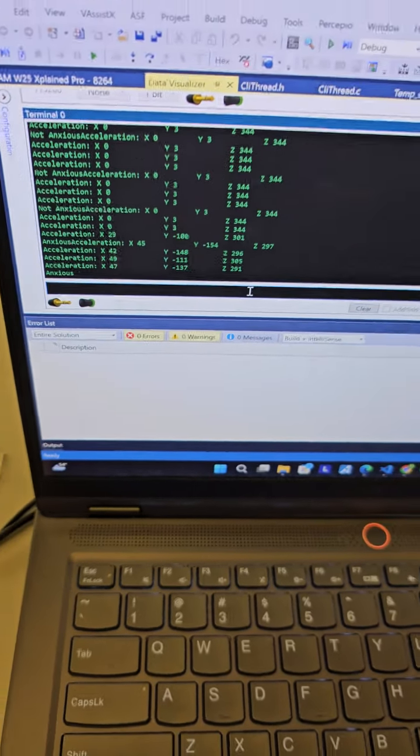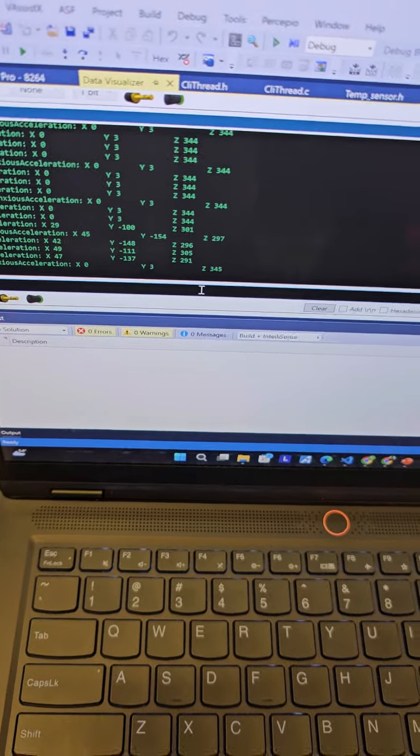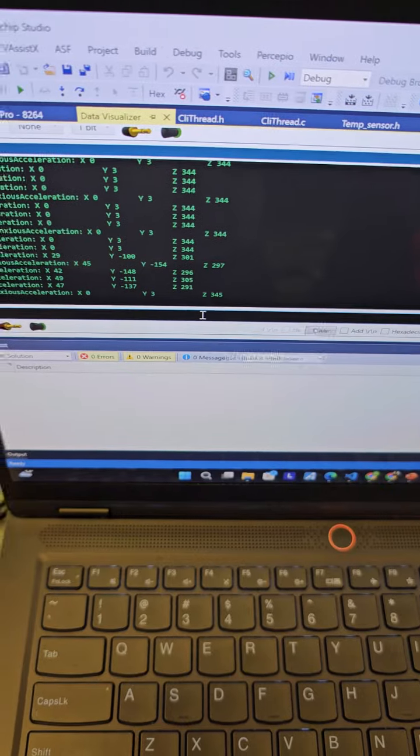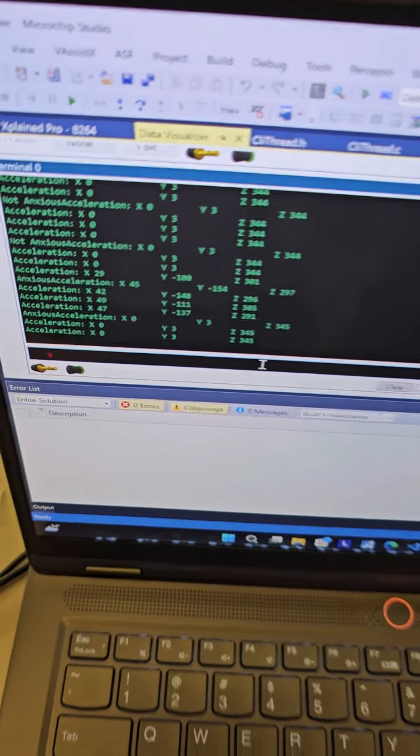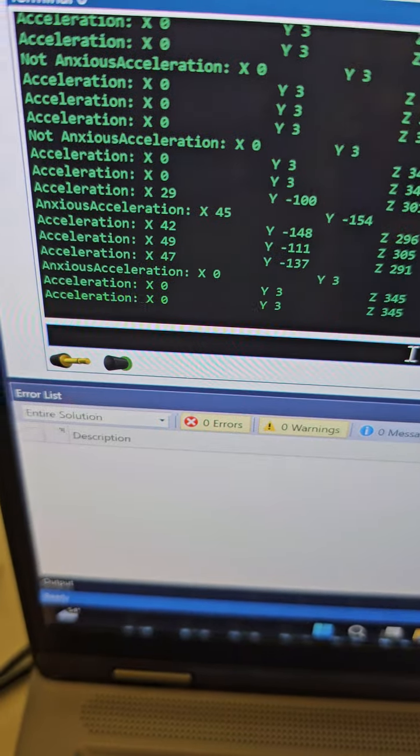So we have set a threshold of 2. If the XYZ coordinates have a difference of 2 at every second, then it means the dog is shivering, and it will print out saying if the dog is anxious.